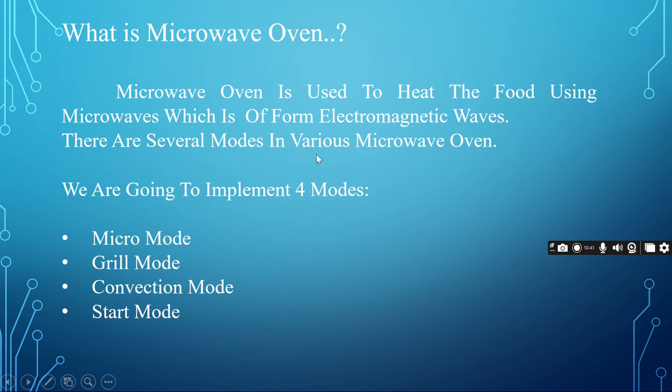There are several modes in various microwave ovens. So we are going to implement four modes. Those are micro mode, grill mode, convection mode and start mode. Let us discuss these modes one by one in the coming slides.